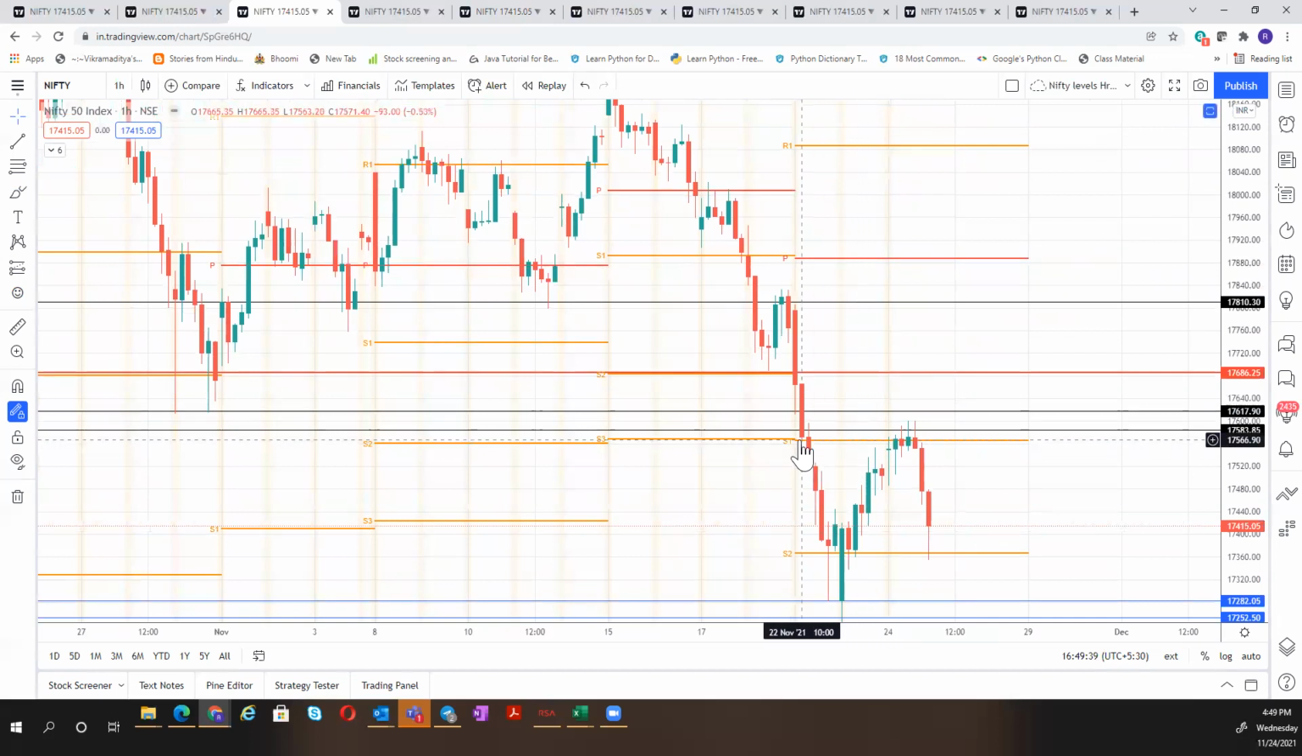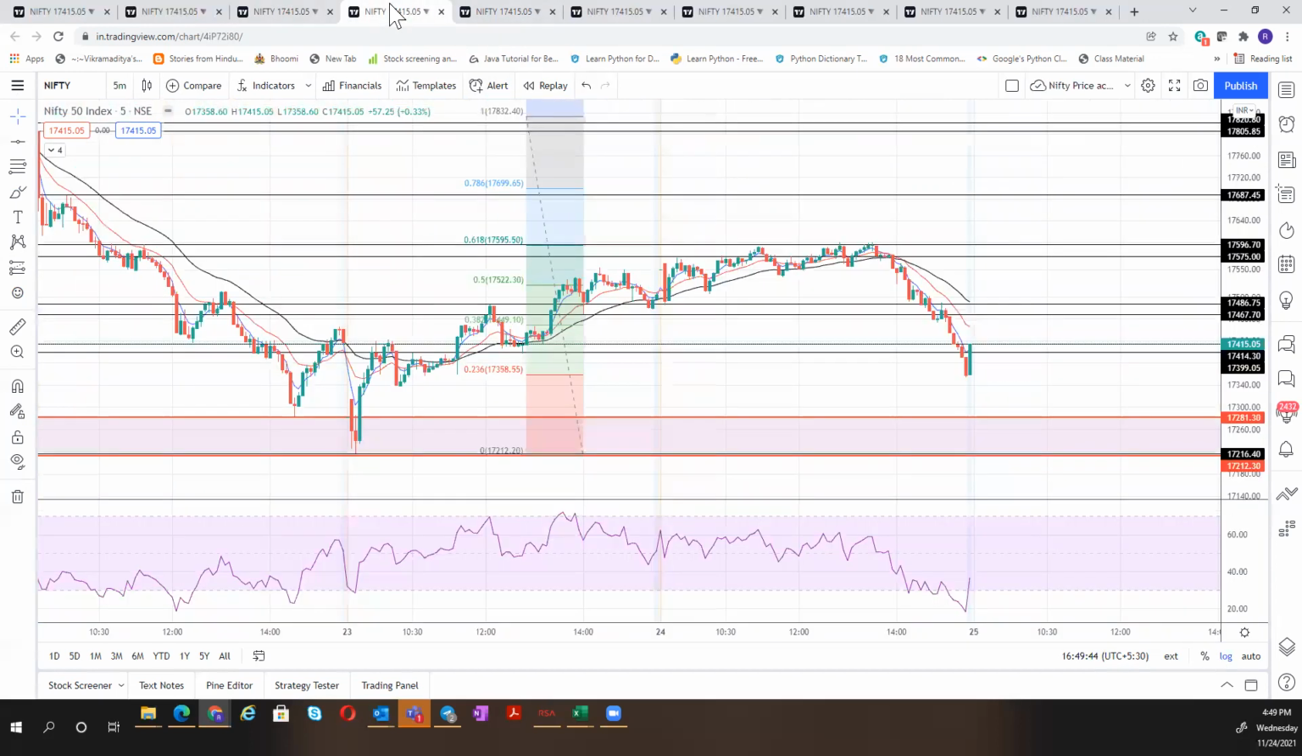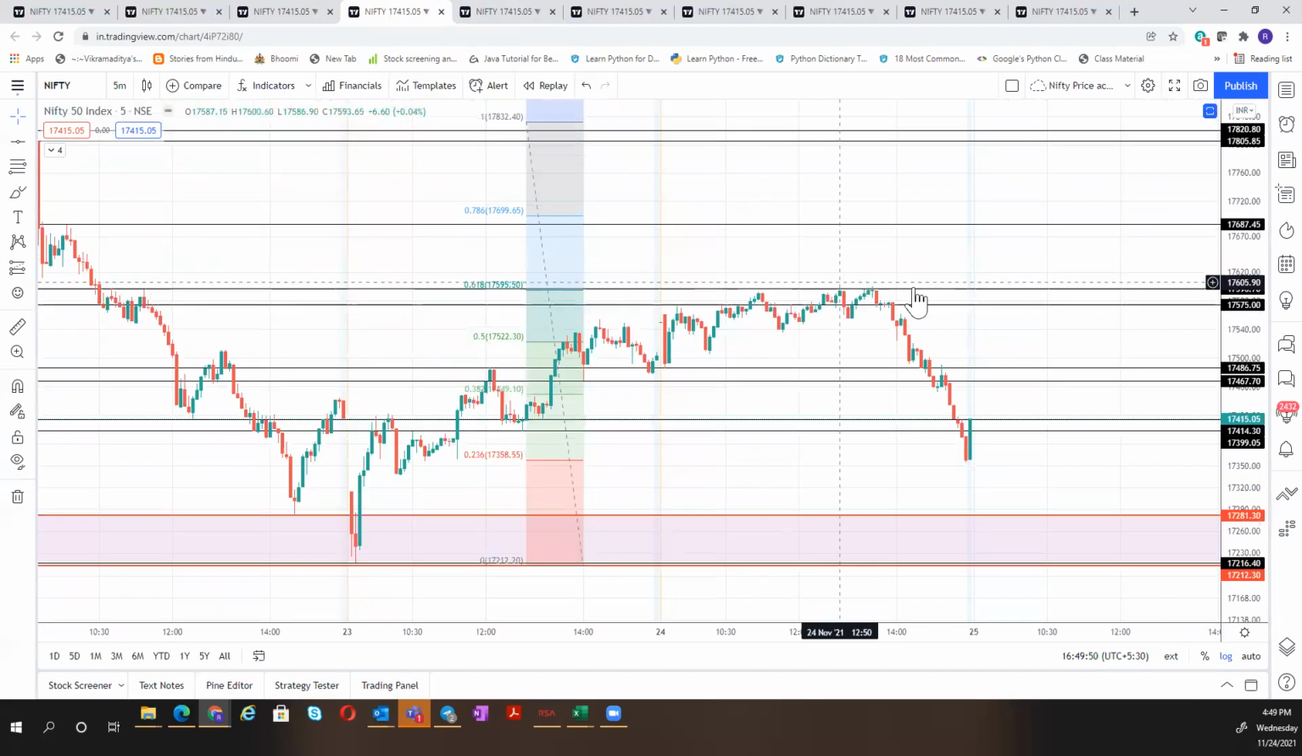This was the S1, the high, and we had a range as well. And I had marked and provided this range for you guys. So this was the range of resistance. This is Fibonacci.